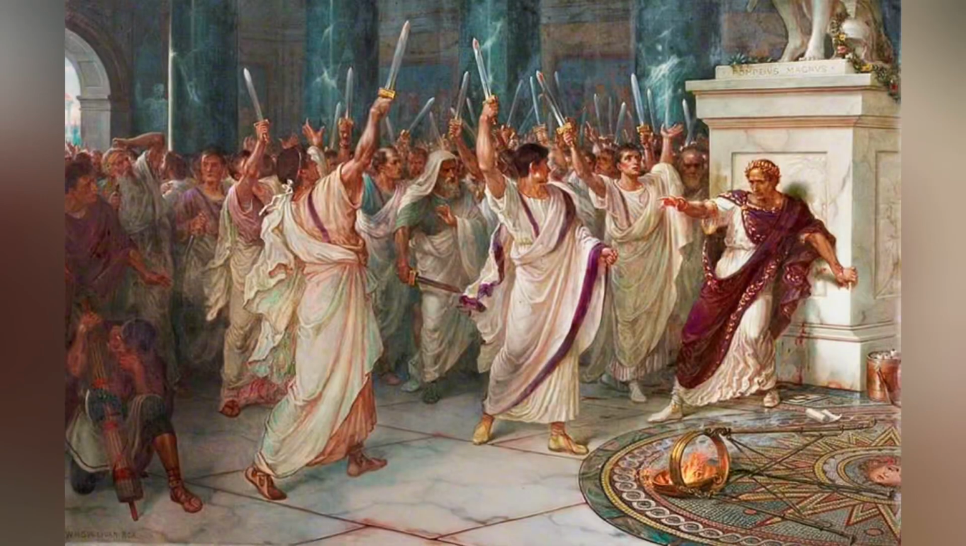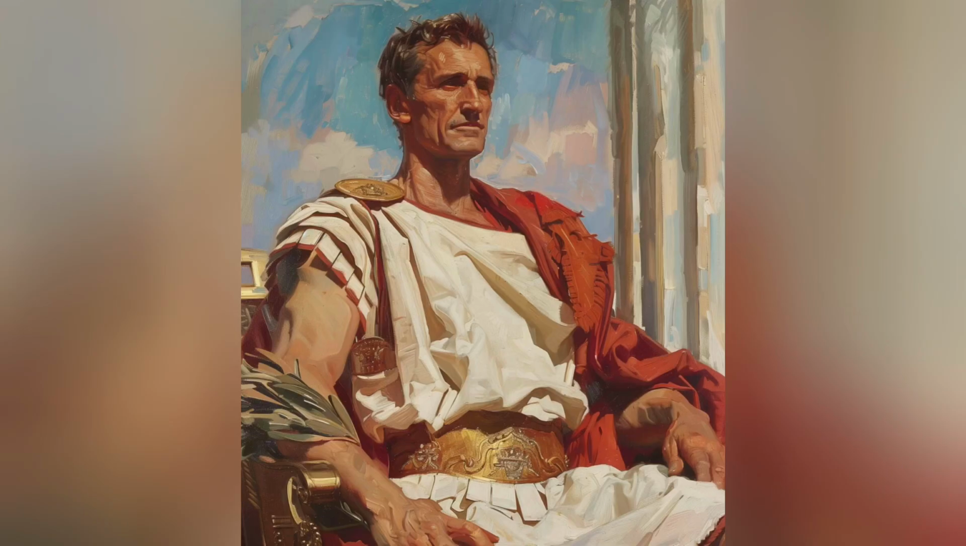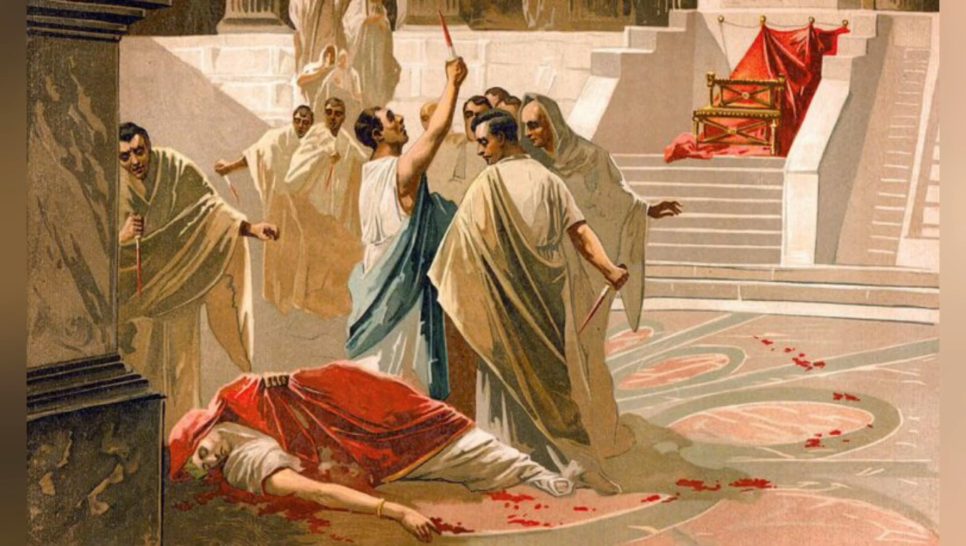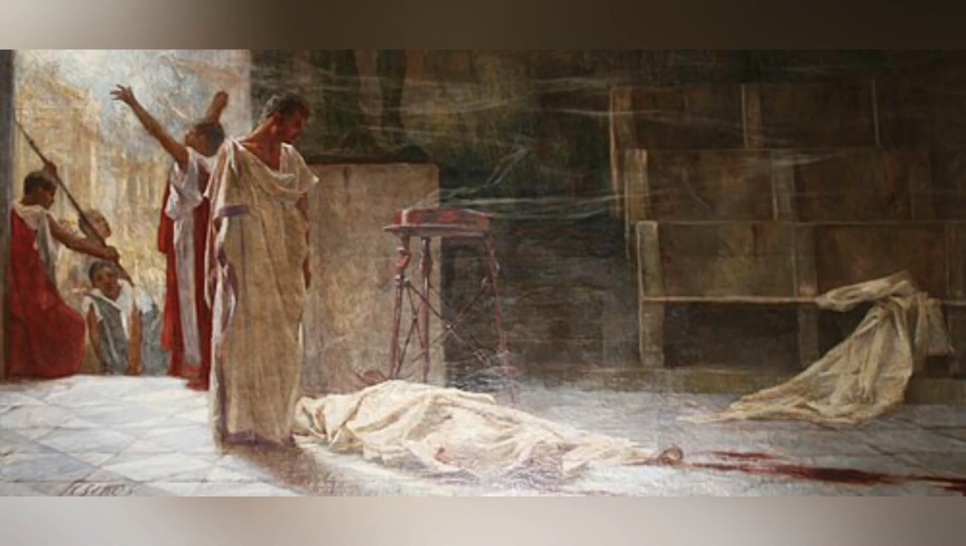The 15th of March, 44 BCE, the Ides of March, a day that would forever change the course of history. Julius Caesar, Rome's most powerful man, enters the Senate. Moments later, he lies dead, riddled with 23 stab wounds, brutally delivered by his closest allies in a plot that shocked the ancient world. But why did it happen? And what followed this ruthless betrayal?